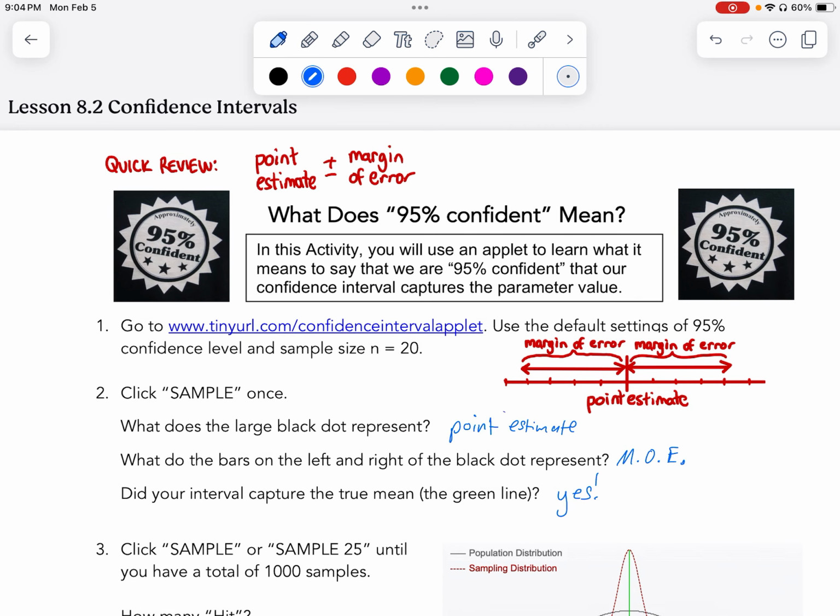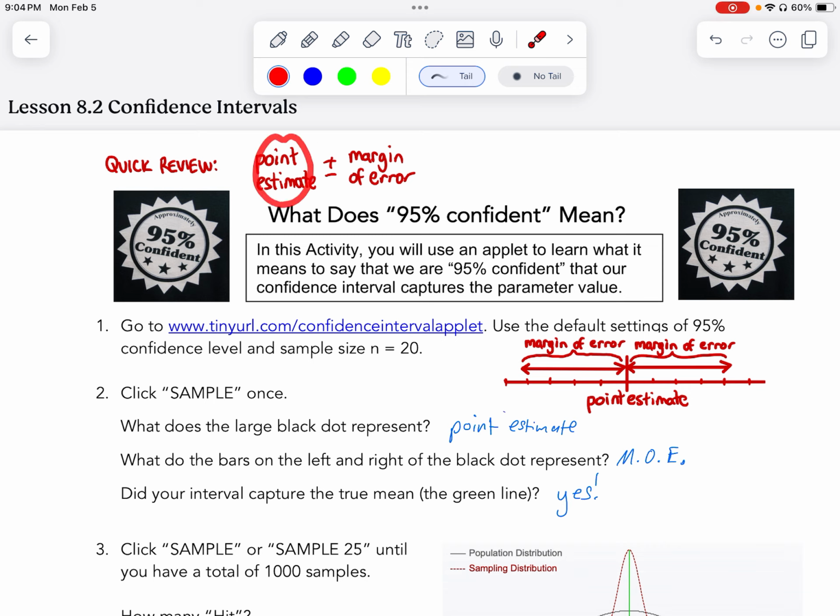Hello, lesson 8.2, more on confidence intervals. So, a quick review. How in the world do we set up a confidence interval? Well, the point estimate is the middle, and then there is a margin of error on either side.